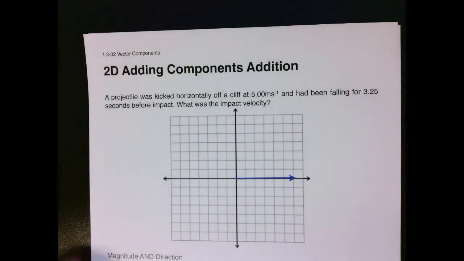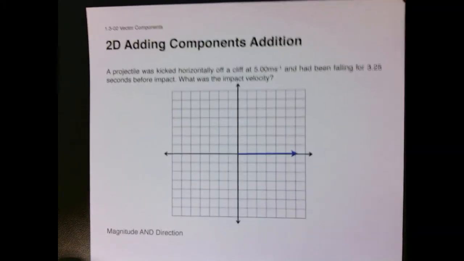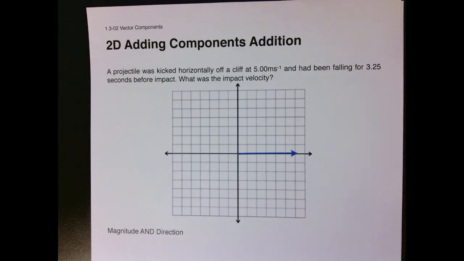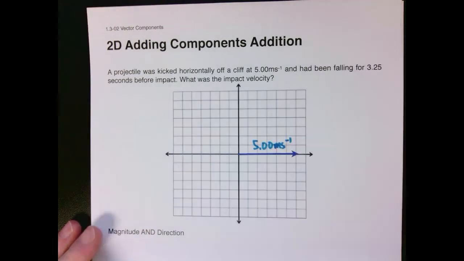Now let's see why we do that. We do that so that we can add vectors. So let's imagine now we have a projectile kicked horizontally off a cliff at 5 meters per second. All right, so it's horizontally kicked off at 5 meters per second, and had been falling for 3.25 seconds before impact. What was the impact velocity?